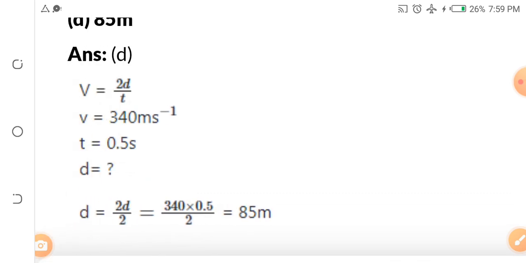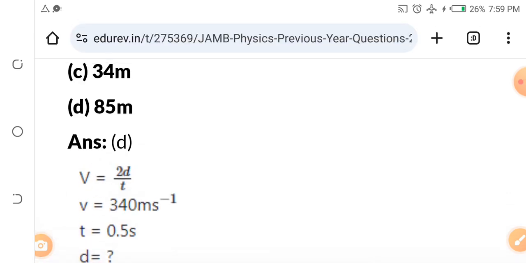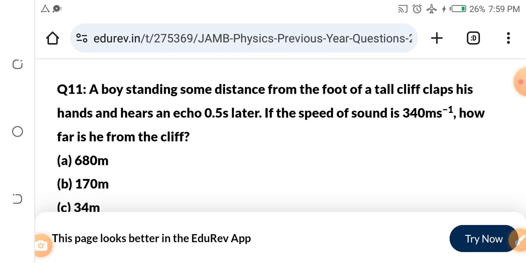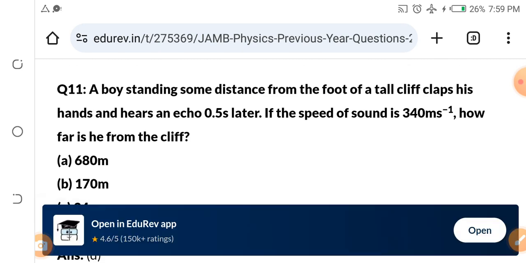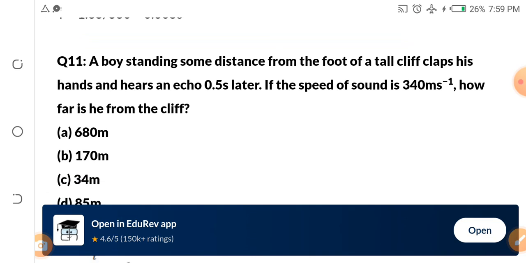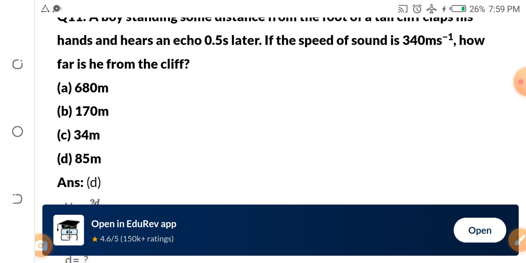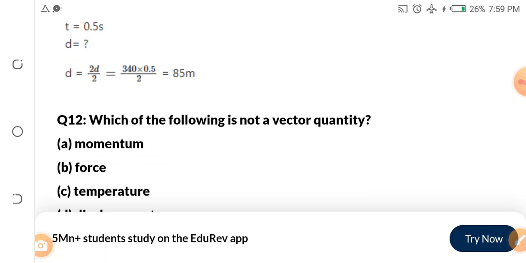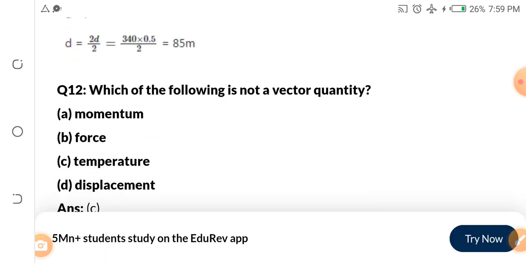Can you see it? Let me give you the question again. A boy standing some distance from the foot of a tall cliff claps his hand and hears an echo 0.5 seconds later. If the speed of sound is 340 meters per second, how far is he from the cliff? By now, I want to believe that you already understood how we were able to get this answer, 85 meters.